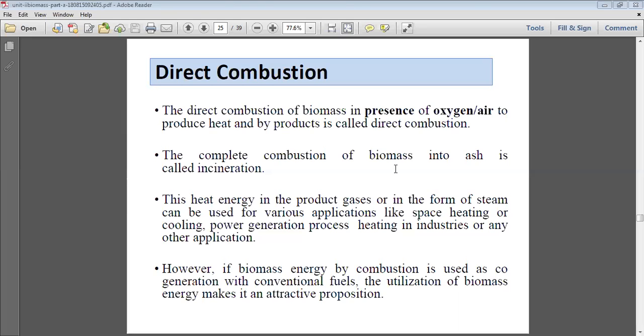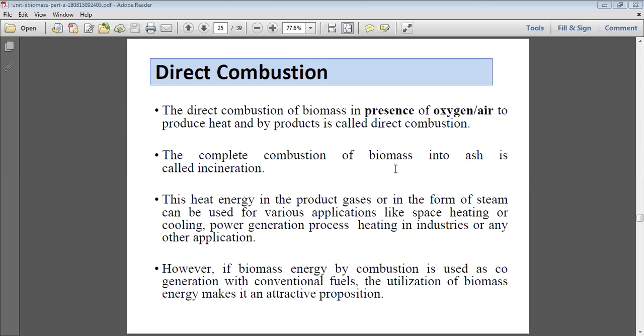If we generate steam, we can use it to rotate a steam turbine, and out of the rotation of the steam turbine we get power generation.